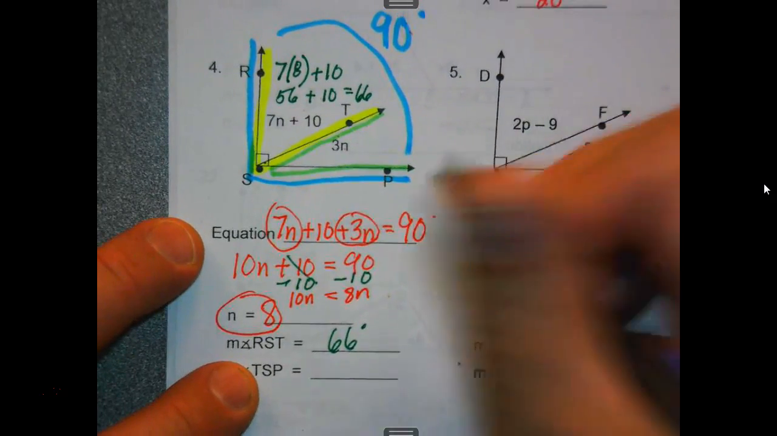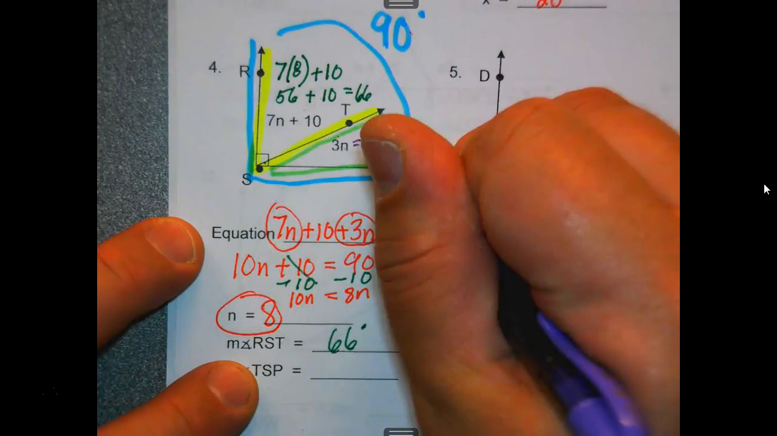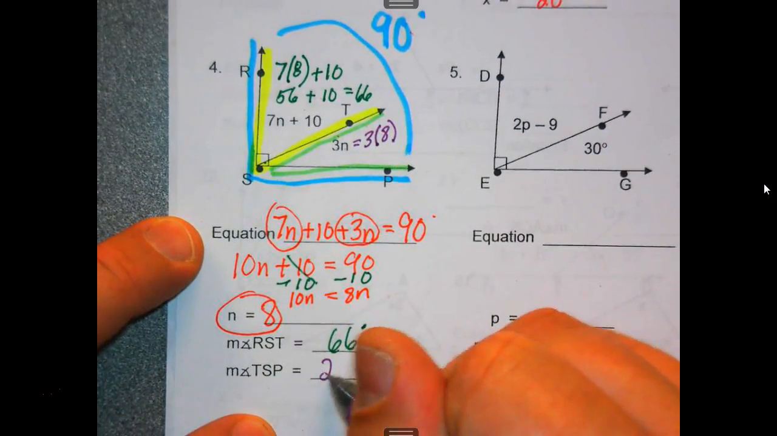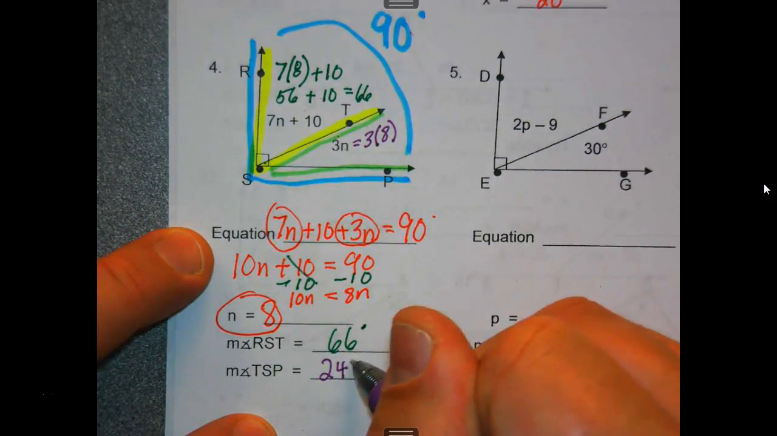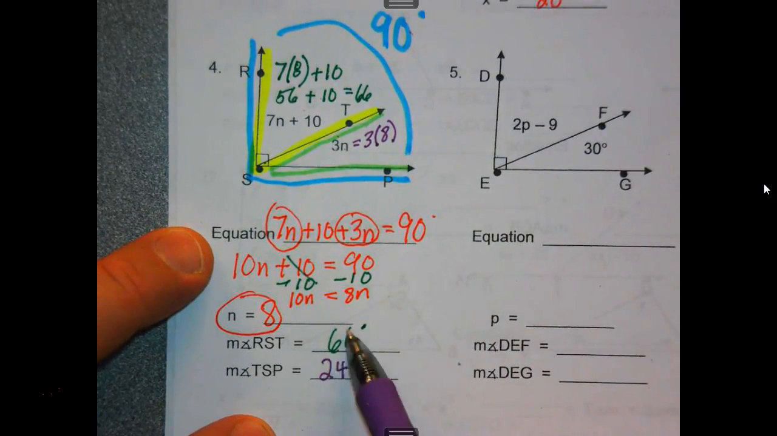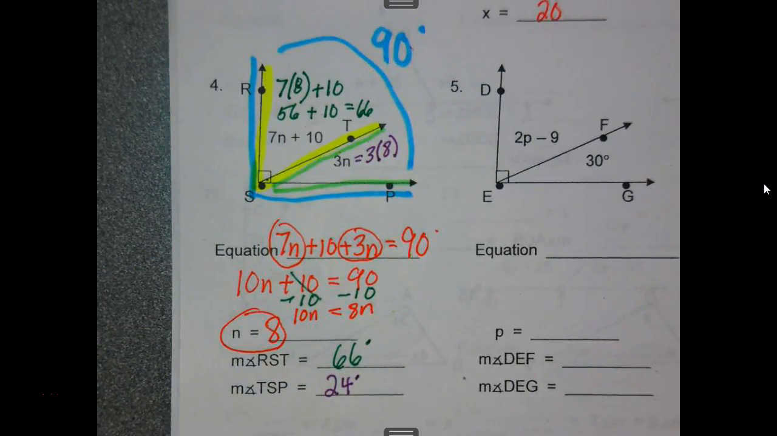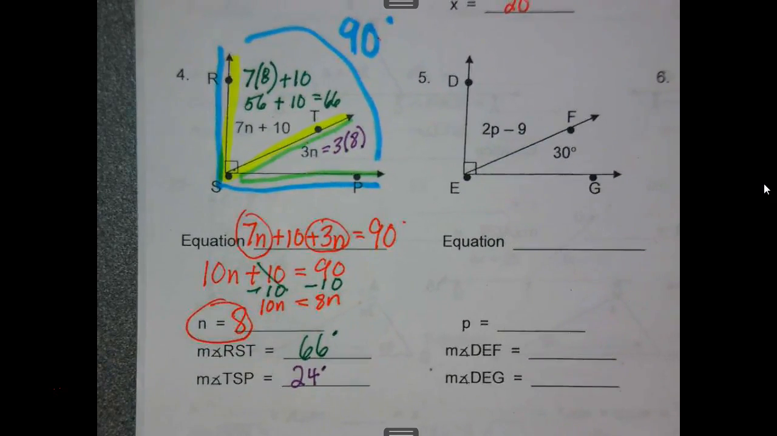Yep, 3 times n, which is 8. 3 times 8 is 24. You can always check yourself by adding these together, make sure they add up to 90. We good? Okay, number 5.